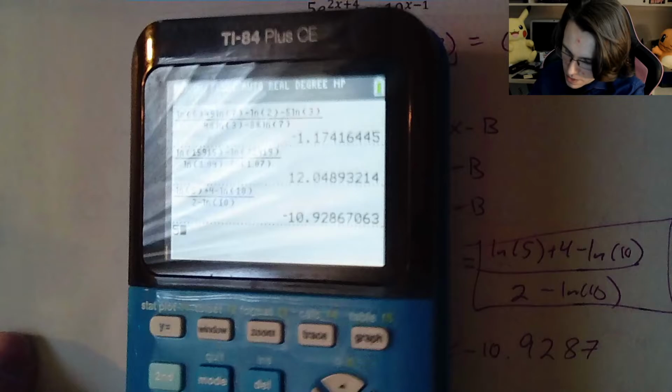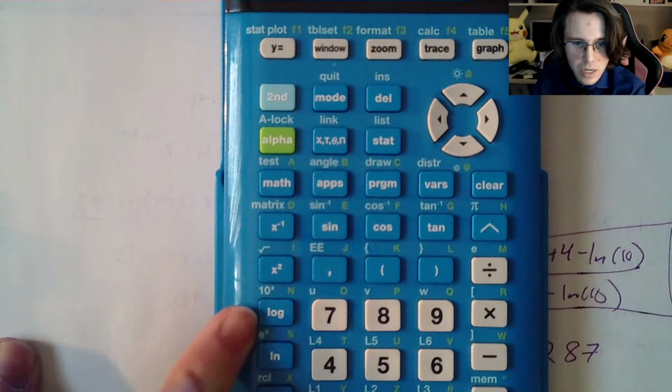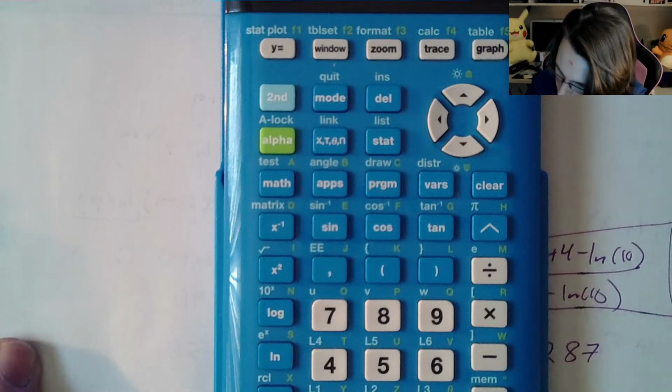So we're going to go 5. We're typing in the 5. And then E is this blue guy right there. So second blue guy.